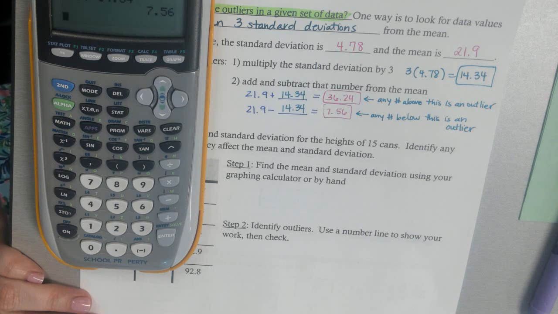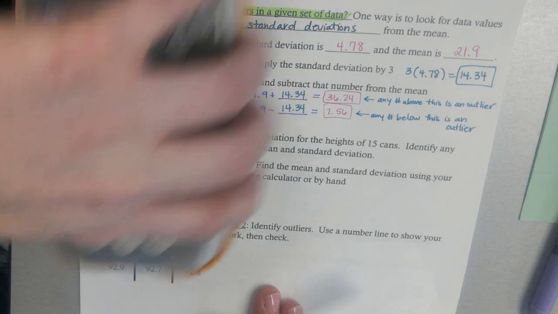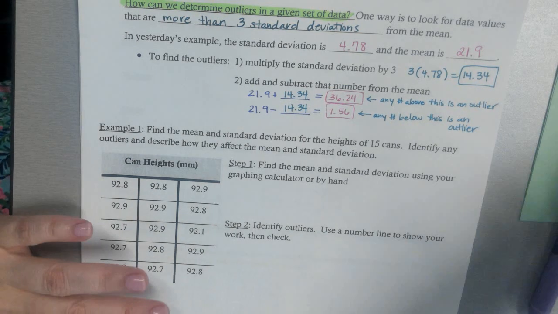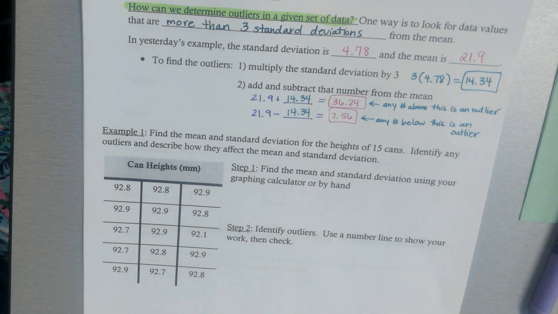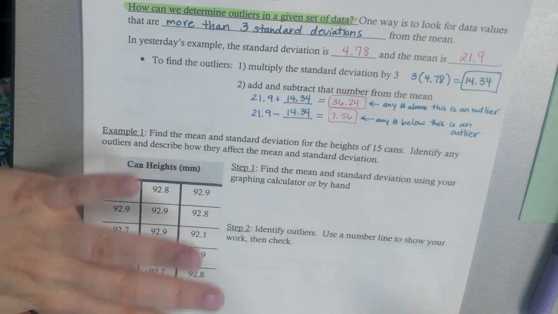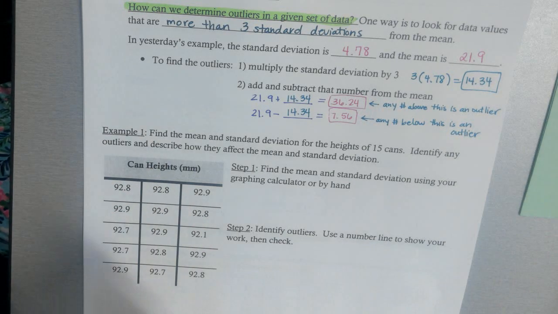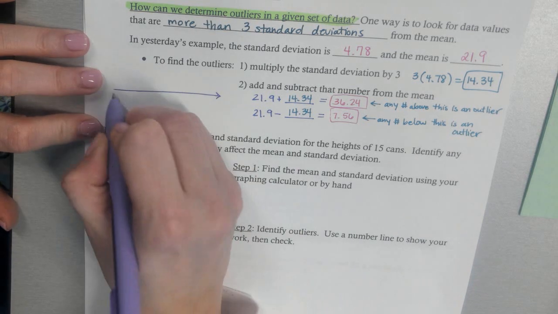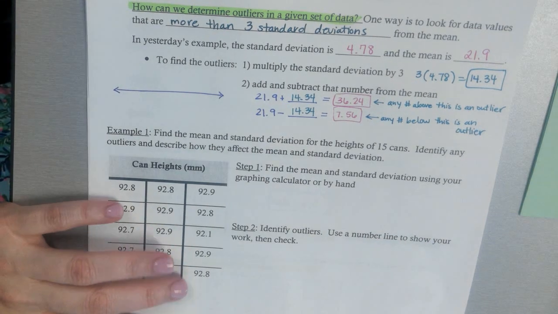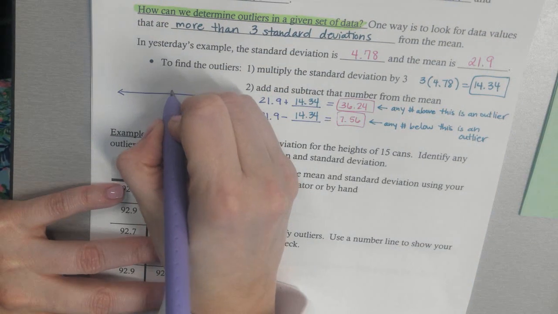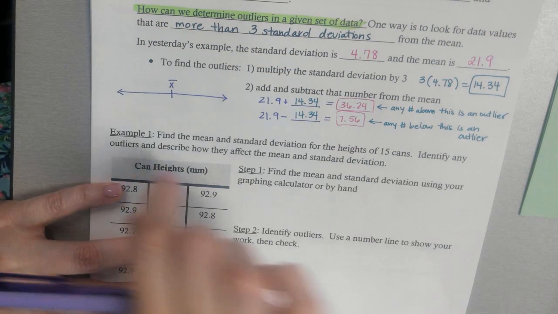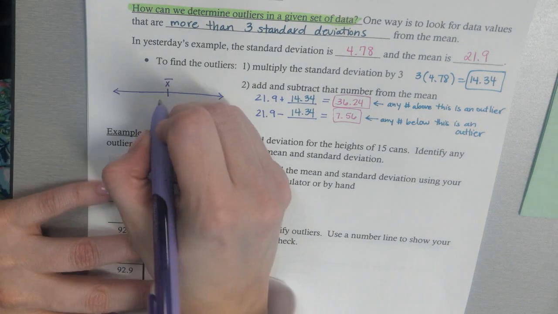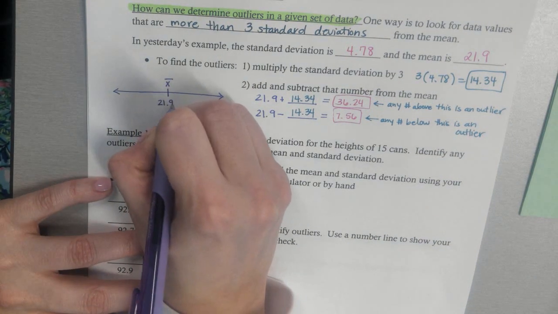Okay, we can also represent that on a number line. Okay, and sometimes they will ask you to use a number line to explain what's happening here. So on the number line, what we're going to do is we're going to put the mean in the middle. So here's our symbol for the mean. And our mean in this case was 21.9.